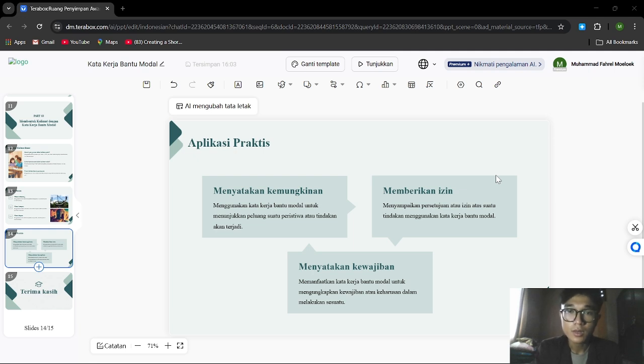To recap, let's look at the practical ways you can use these in your daily life. Use them to state possibilities, showing the chance of an event happening. Use them to give permission, formally or informally, to allow an action. And use them to state an obligation, making it clear when something is required or mandatory.